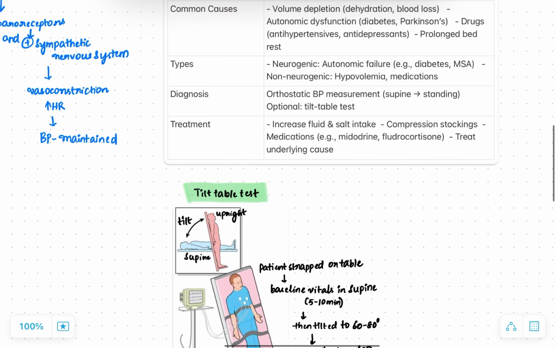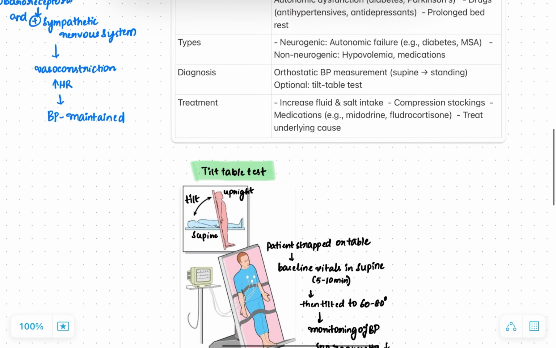So there are two types of orthostatic hypotension, that is neurogenic and non-neurogenic. In the neurogenic type, there is autonomic failure because of diabetes, Parkinson's and so on. And in the non-neurogenic type, it is because of hypovolemia and medications. So diagnosis can be done by orthostatic blood pressure measurement.